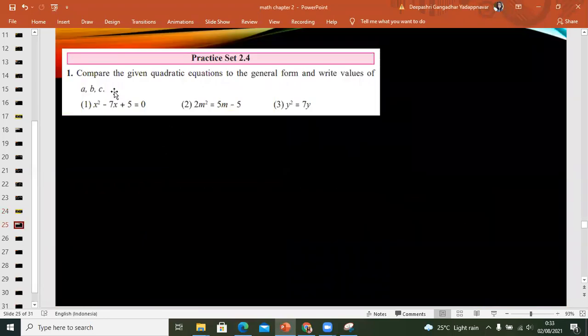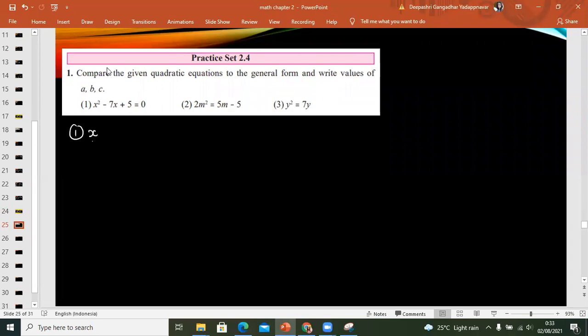The first question is asking you to compare the given quadratic equations to the general form and write the values of A, B, C. This is very simple. We have to just find out which are the A, B and C values. We have done this type of question in practice set 2.1 or 2 also. So let's write the A, B, C values.